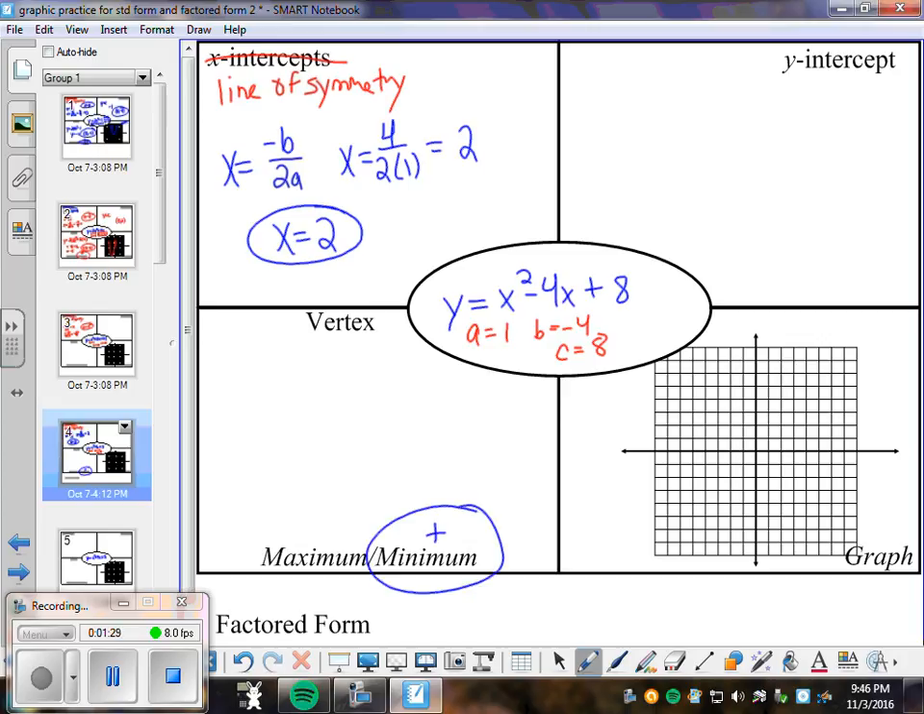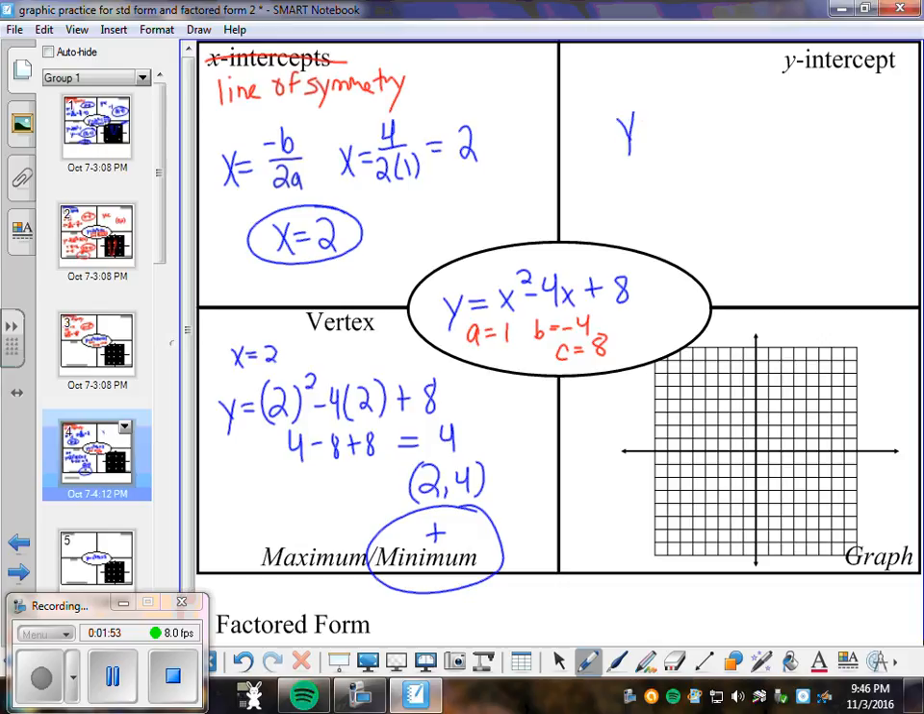Now we're going to plug this x into our y. 2 squared minus 4 times 2 plus 8. 4 minus 8 plus 8 leaves me 4. So my point is 2, 4 for my minimum. Now the y-intercept is just your c. So 0, 8 is your y-intercept.